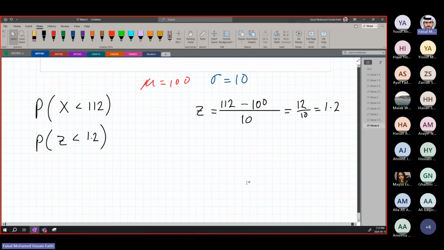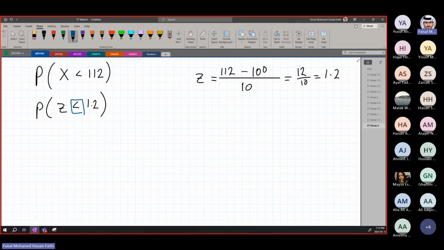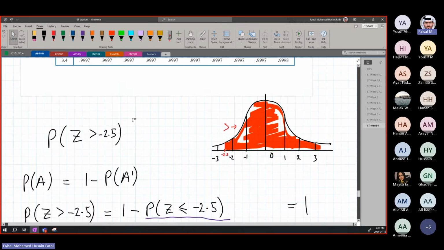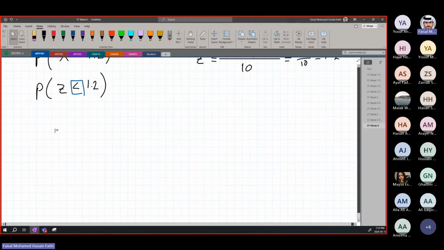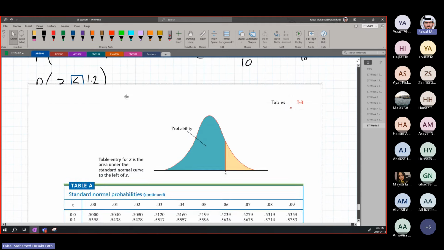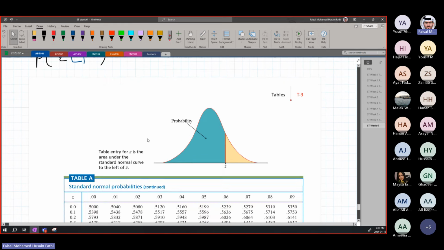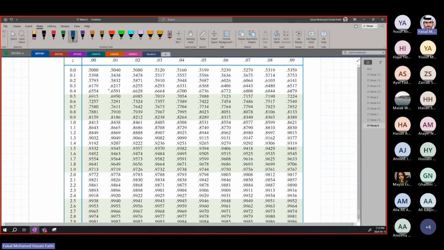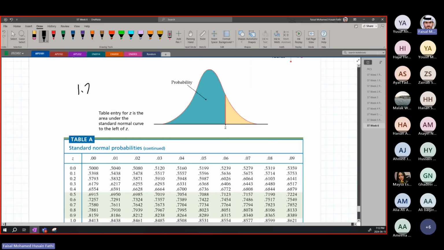Now, without drawing the graph, you should be able to recognize this. This is already less than. So instantly, since it's a positive number, I'm just going to use this table, without looking at the graph at all. We know it's going to look something like this anyway, because it's a positive value and less than. So it's less than 1.2. We go to 1.2, and since there are no decimal points after it, it's 1.20. So it's 0.